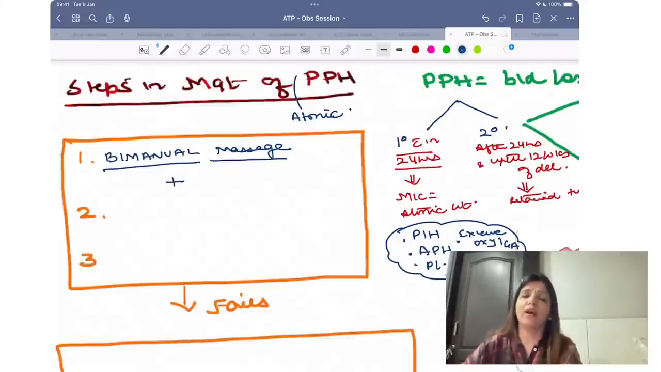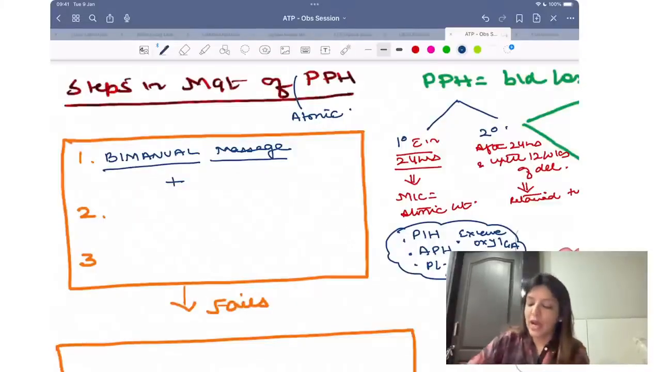You cannot do it alone, no? It will be team work. One of you will be doing a bimanual massage. The other one will be doing maternal resuscitation.